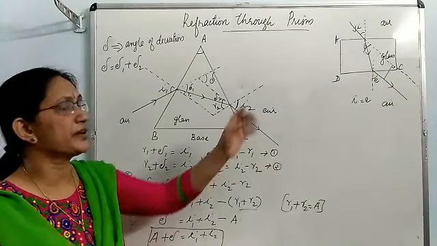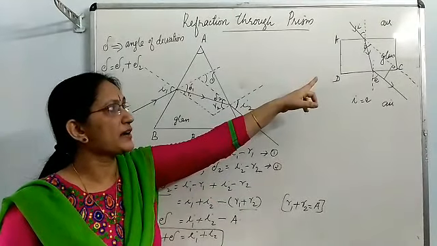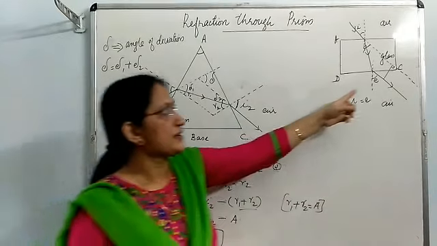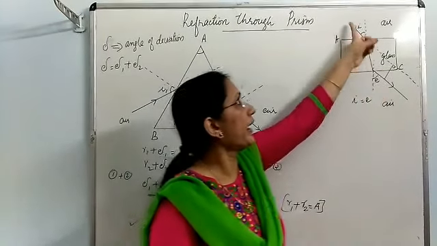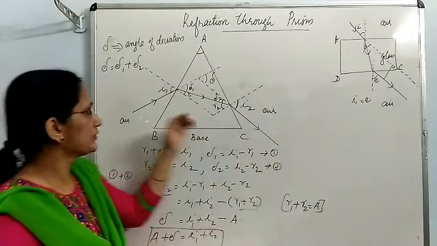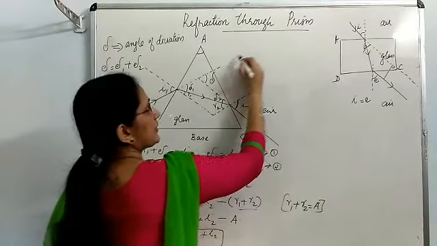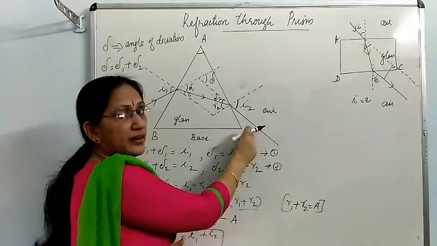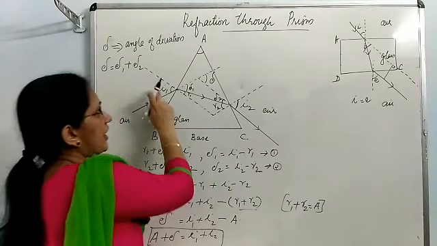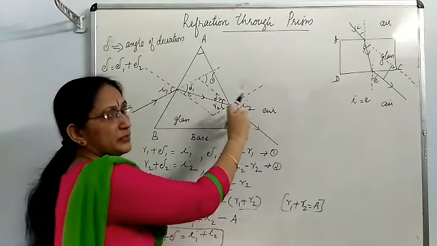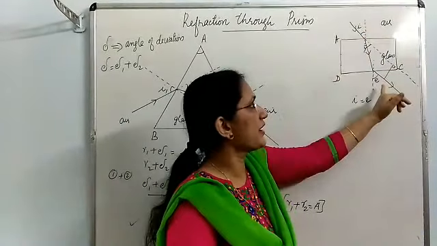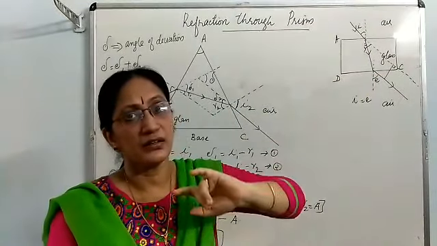Now let us make a comparison between refraction through a glass slab and refraction through a prism. In this case, the emergent ray goes parallel with the incident ray. But here it is not so. The incident ray, if you extend, you can see it is not going parallel with the emergent ray. Thereby, in this case, the angle of incidence and angle of emergence are not equal. But in this case, the angle of incidence and angle of emergence are equal.